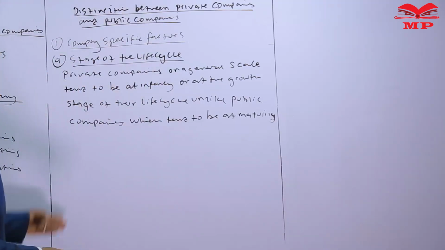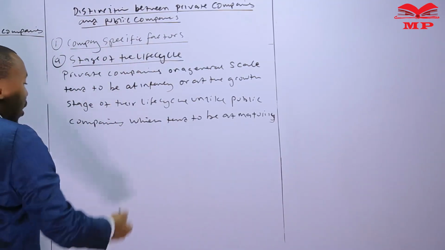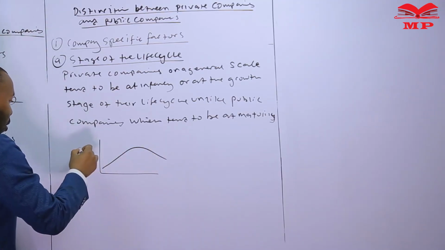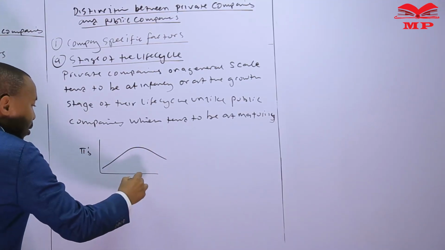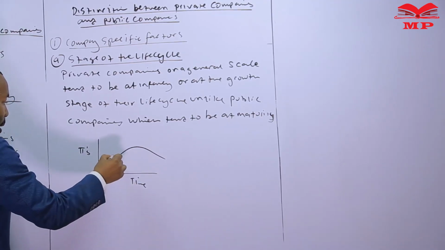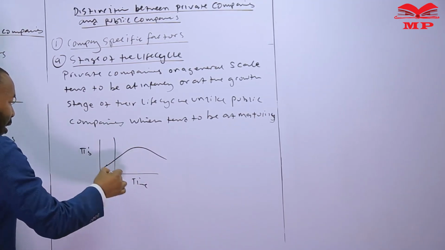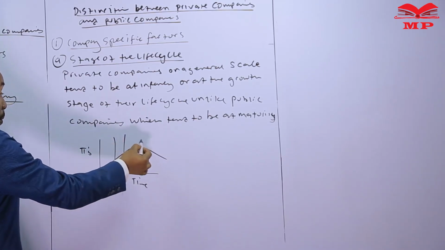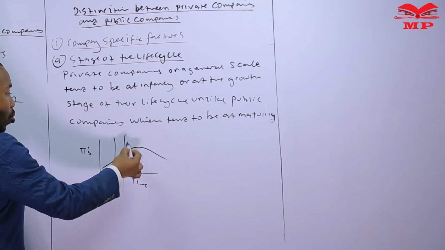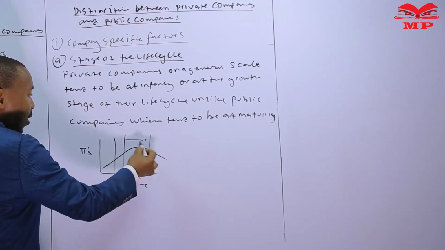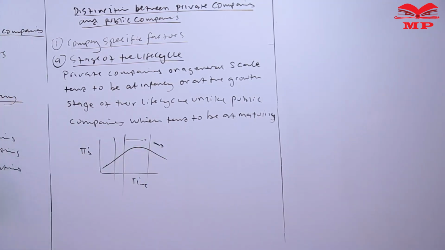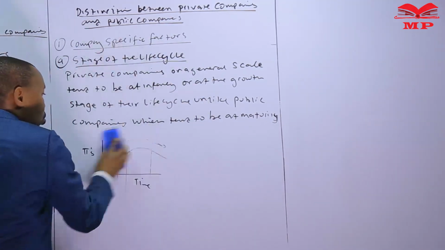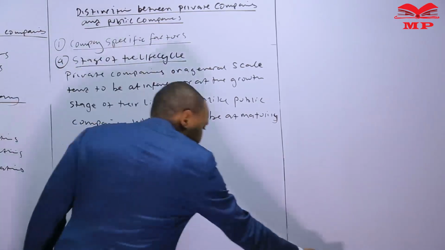So that's the first distinction: stage of the life cycle. So we are looking at the stage of life cycle like that. So this is profits and this is time. You'll tend to find that private firms tend to be at either that stage or that stage right over there. But for public companies, you'll tend to find them existing either at that stage or maybe even at that stage, maybe declining like that. So they tend to be much more mature as compared to private firms.